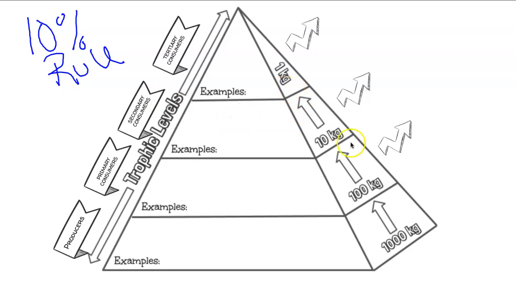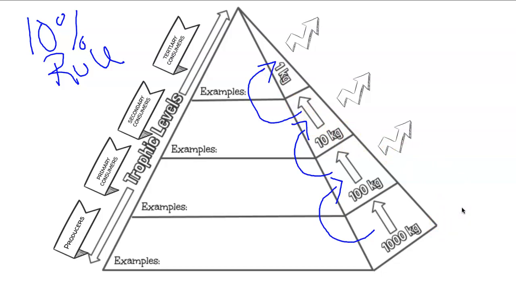And that's what these numbers over here to the side are representing. So if 1,000 kilograms is what is available at the producer level, only 10% of that 1,000 moves on to the primary consumer. So 10% of 1,000 is 100, okay? And then it continues. Only 10% of that 100 moves on to the secondary consumer, and so on.